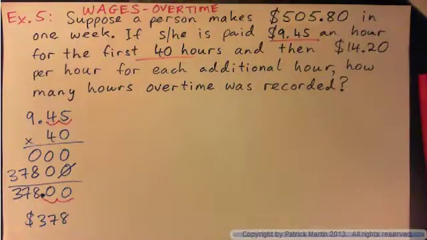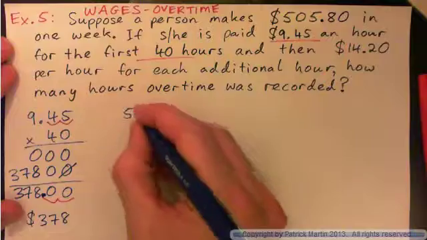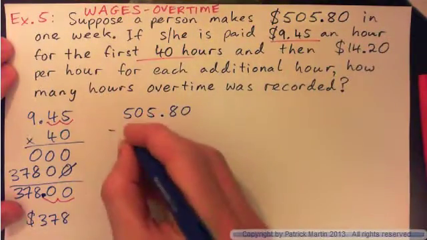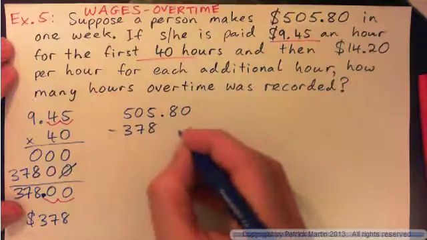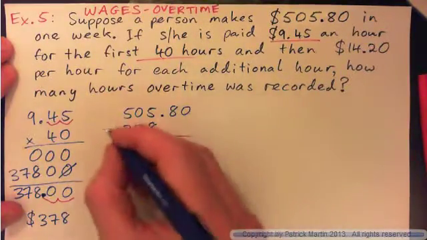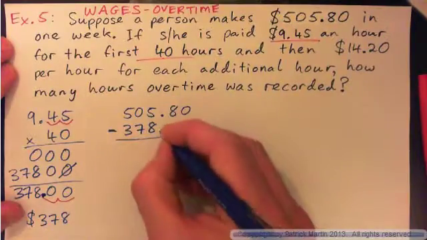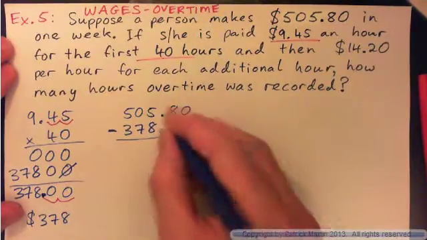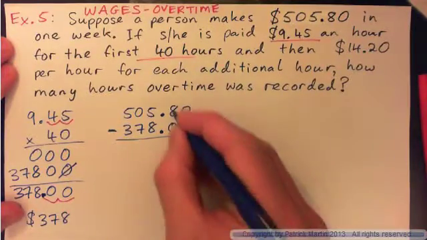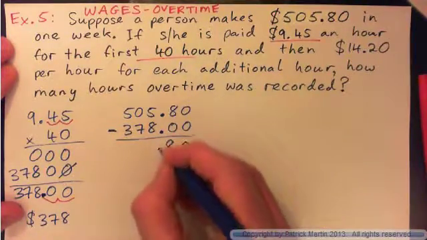So how do you calculate the overtime money? Don't you go 505.80 subtract 378, right? And when you're subtracting decimals, remember to keep the decimal point underneath each other, right? So 0 minus 0 was 0, 8 minus 0 was 8. Decimal point here.